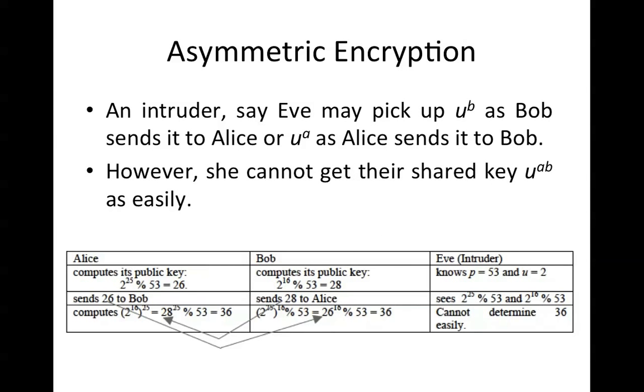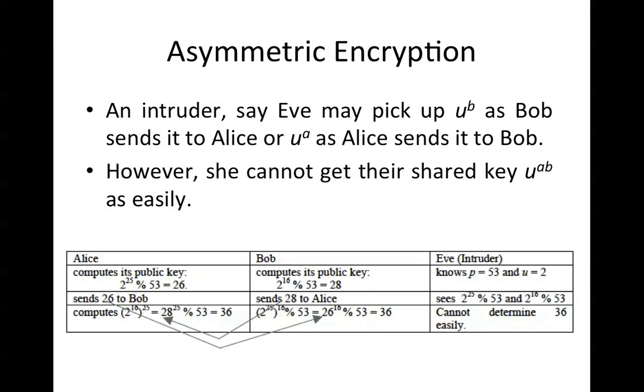And so now let's look at what happens with an intruder. Someone who might just be eavesdropping, and that person would be Eve in this example. And Eve would like to be able to figure out what the shared key is. In fact, that would be the first thing that she will try.